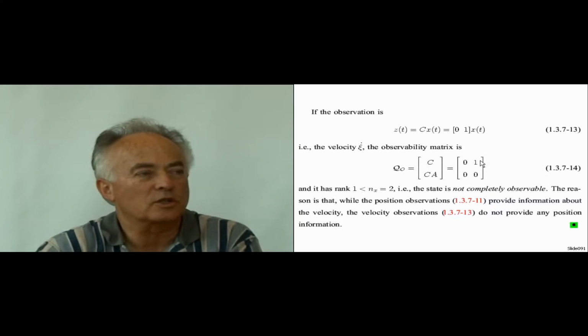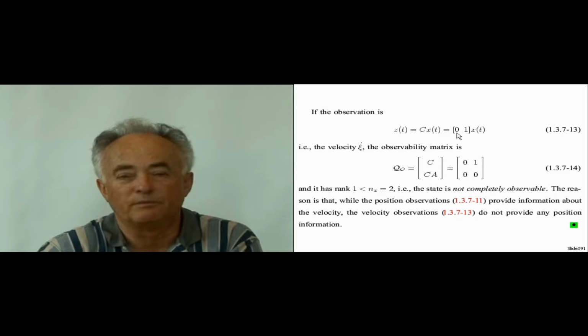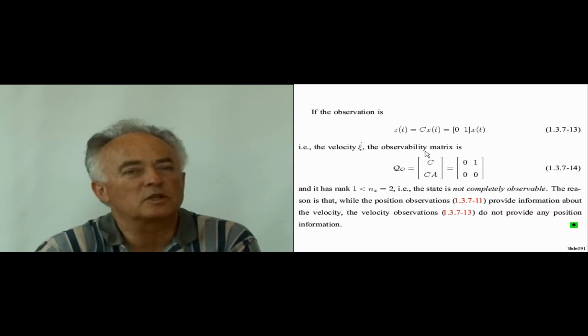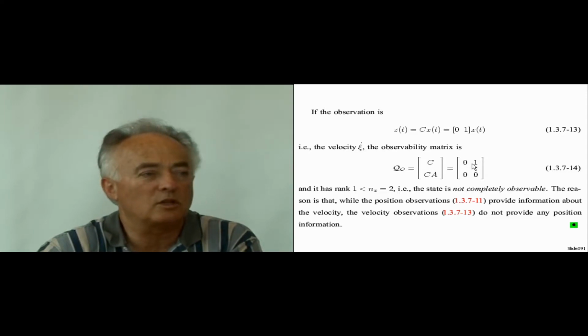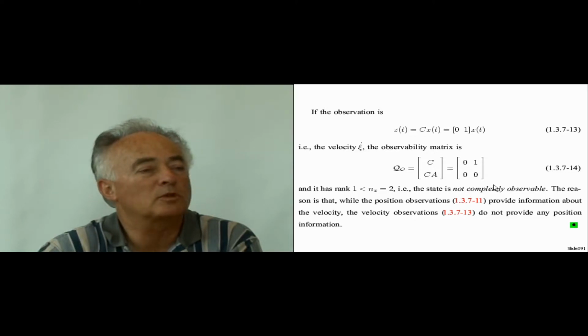And here's another example. Now we observe only velocity. z = Cx, but now we have a different C. It's [0, 1]. The velocity is what we observe. Now let's look at the observability matrix for the state vector, again given by the same expression: C, you put it here [0, 1], CA turns out to be 0. What is the rank of this matrix? Deficient, not 2, only 1. The state is not completely observable.